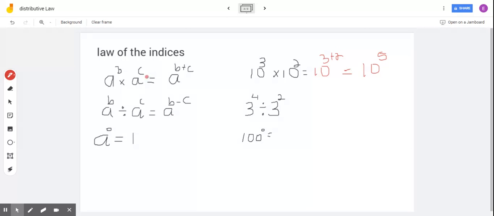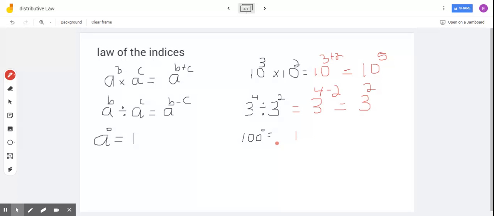Now, the opposite happens when you are dividing. Once the base is the same and you're dividing, you subtract the powers. So I have 3 to the fourth power divided by 3 to the second. We get 3 to the fourth minus 2, and that just gives us 3 to the second power. That means 3 times 3, which would be 9. Now, anything that is raised to the 0 power is 1. So I have 100 to the 0 power, we get 1.